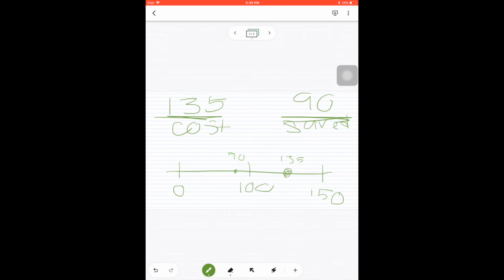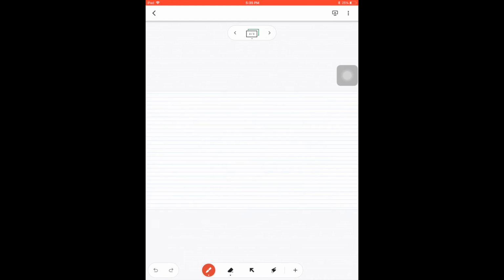Now, how do I find the distance between these 2 numbers? How do I find the distance between them? What operation am I going to use to find that? I'm trying to find the distance between 2 numbers. How much is different? How much more do I need to get? What do I do to get over that way? I could add, or I could subtract to go from there to there, right? So I'm going to do that on this next page.